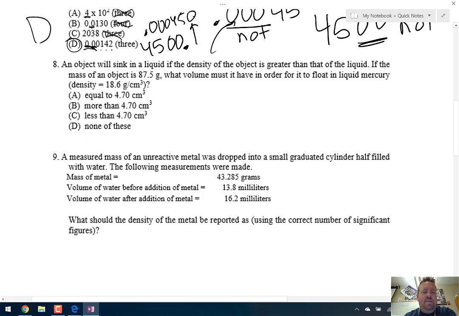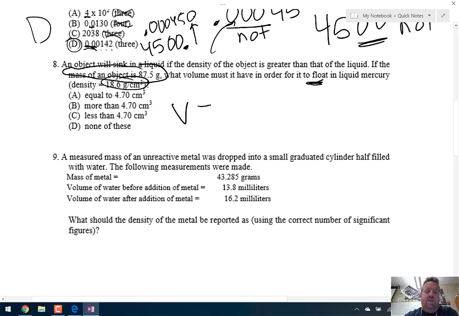Okay, number 8. An object will sink in a liquid if the density of the object is greater than that of the liquid. If the mass of an object is 87.5 grams, what volume must it have in order for it to float in liquid mercury? So first of all, let's figure out what they're talking about here. The mass is 87.5, and they give us the density. So right away, I know the mass, I know the density. What am I missing? The volume.